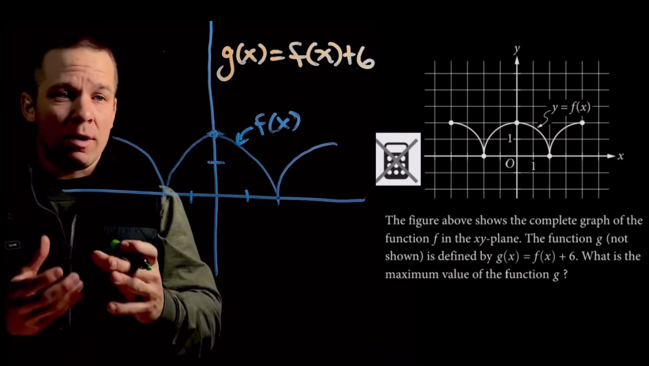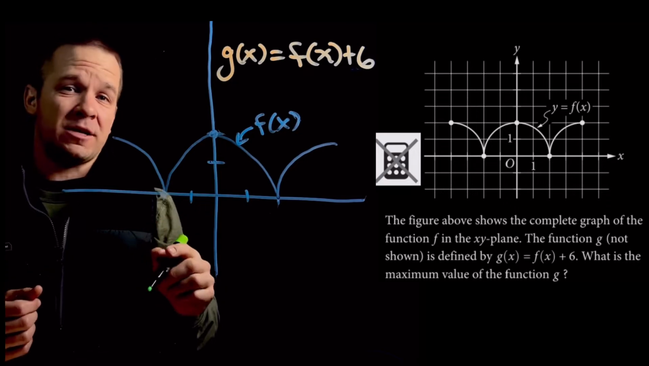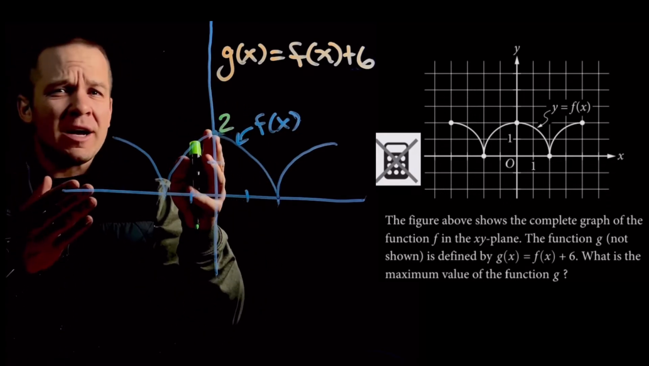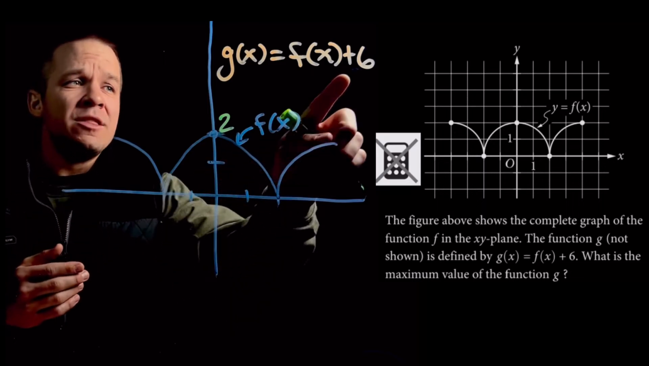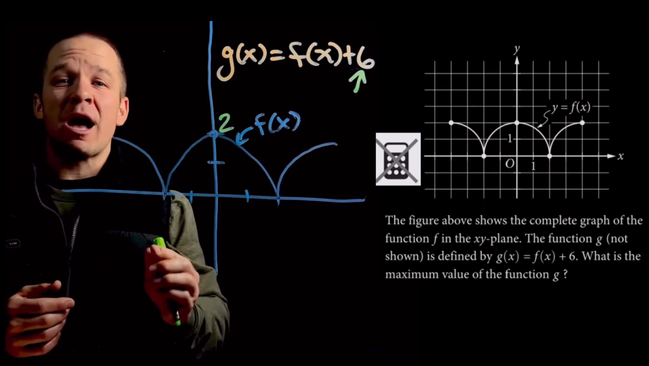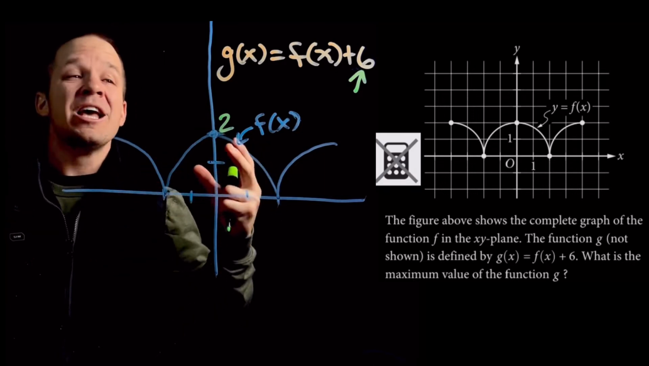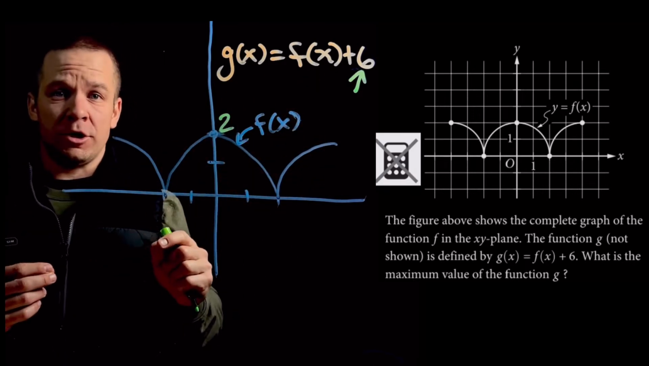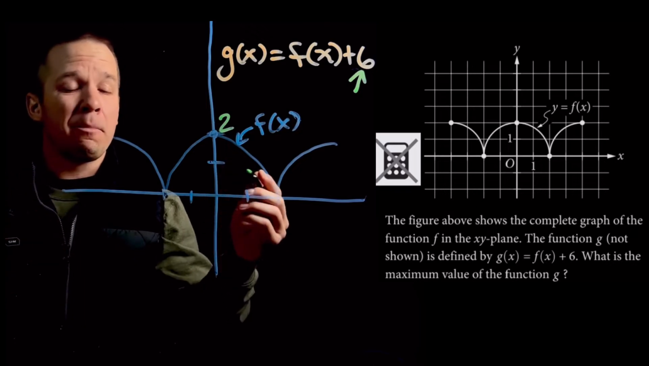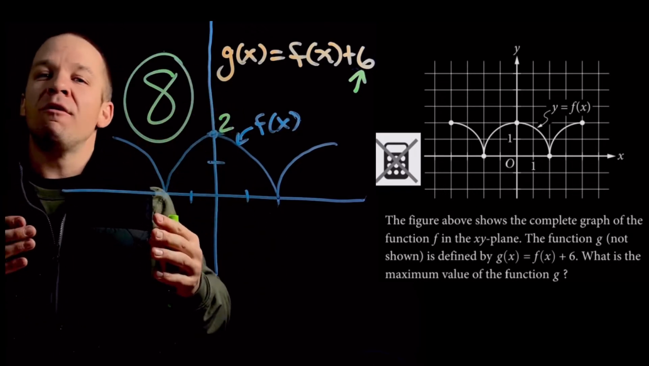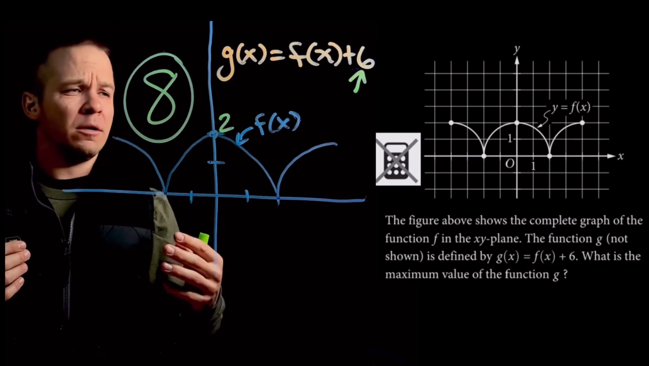Well, I can see on my graph here that the max value of that f of x function is right there. It is 2. Now, if g of x equals f of x plus 6, this plus 6 right here moves the graph up 6. Vertical transformations are on the outside of the function. Horizontal ones are on the inside of the function. So if I'm just moving this graph up 6, pretty simple, add 6 to 2, I get 8. That is my maximum value of that g of x function. That is super dang dope.